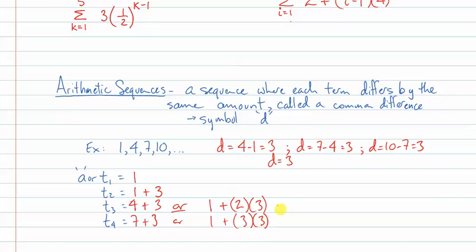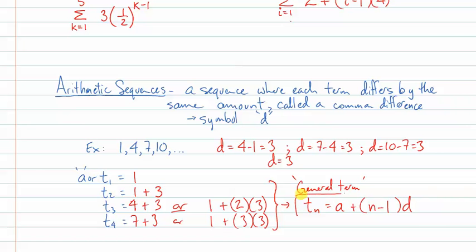And all of this suggests a pattern, that any number, which is, by the way, called the general term, is based on the first number and a certain number of differences, and the number is always one less than what term I'm on. Let's check. On term 2, I need one difference. On term 3, I need two differences, and so on.